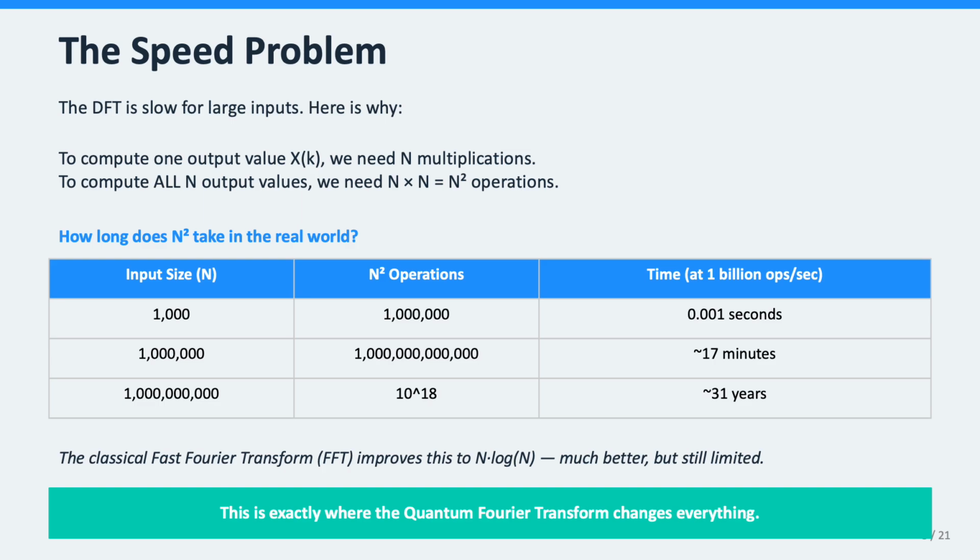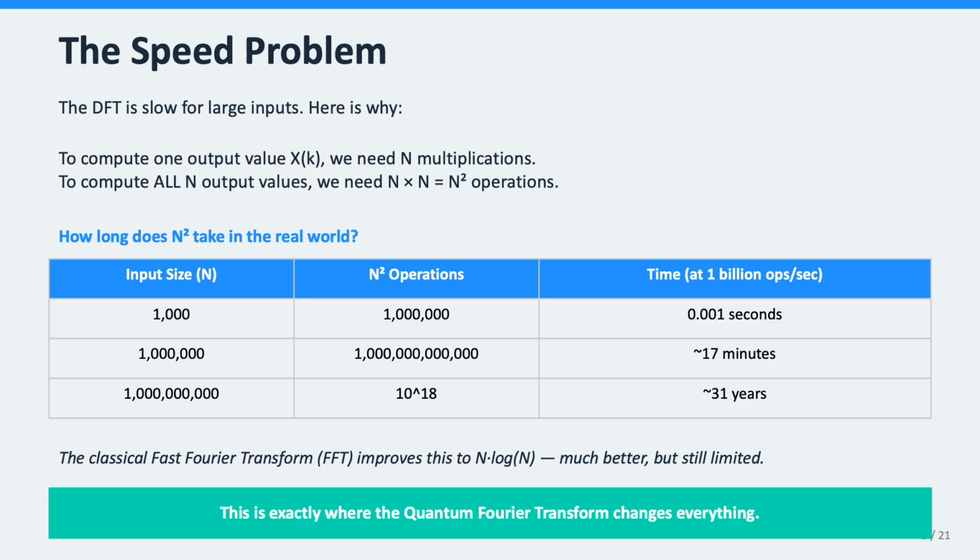Engineers developed the fast Fourier transform in the 1960s to help. The FFT cleverly rearranges the calculation and dramatically reduces the number of operations needed. For a million data points, the FFT might need 20 million operations instead of 1 trillion, a massive improvement, but still limited when the input size gets astronomically large.